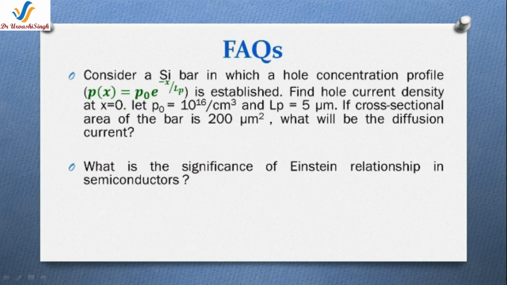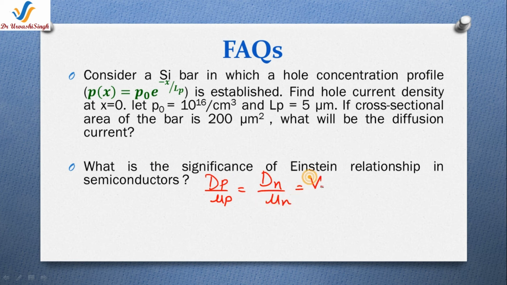Now the next one is, what is the significance of Einstein relationship in semiconductors? So it is given by Dp upon mu p is equal to Dn upon mu n, and it is thermal volt equivalent. So it defines the relationship between the diffusivity and mobility of the carriers, which is that its ratio is given by the thermal volt equivalent.